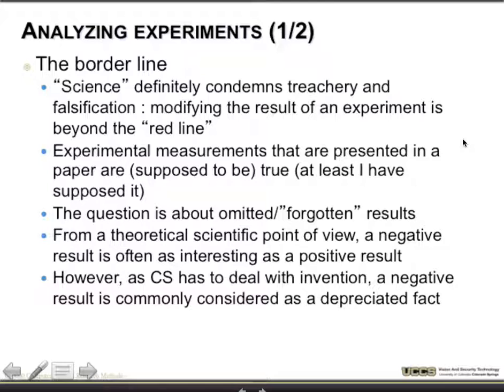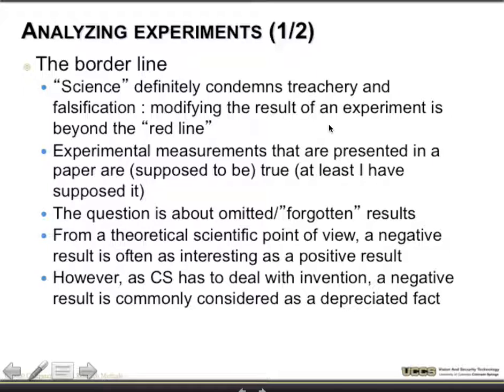So when you're analyzing experiments, you really want to look towards the borderline to figure out what's going on. Science definitely condemns treachery and falsification. If you modify the results of an experiment, you've gone way beyond the red line. You could lose your tenure. We've actually even had a case in the University of Colorado system where someone's PhD was revoked because they were found to have falsified data in an experiment. Just don't go there. It isn't worth it.